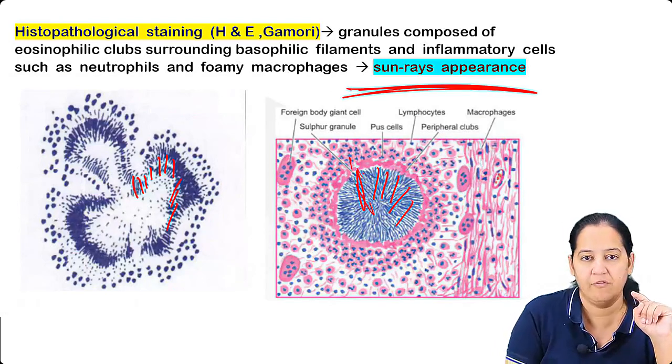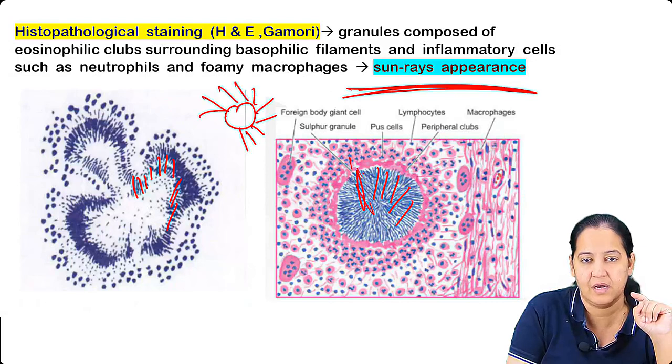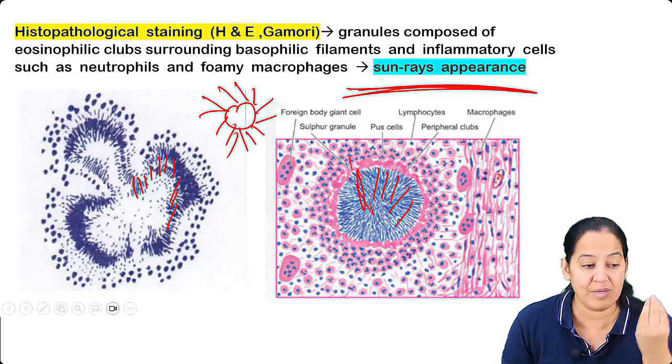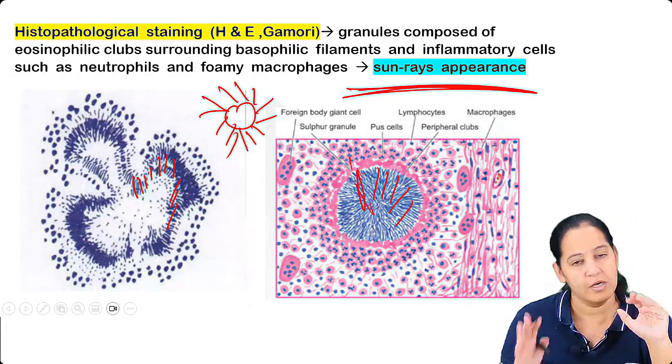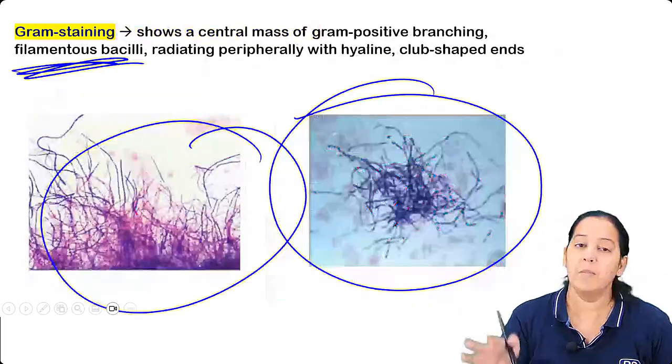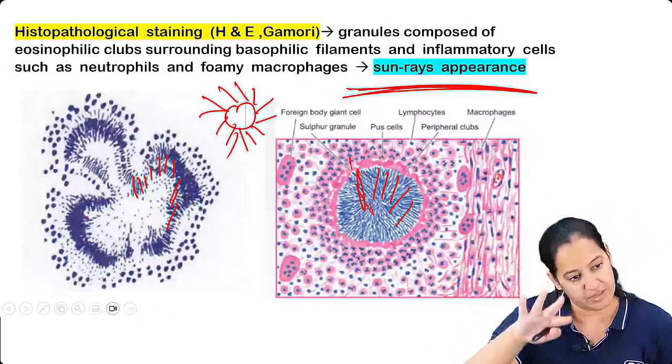Sun ray. Have you made sun? Huh? My kid makes sun nowadays. It's like this, so it's looking like the sun. It is known as sun ray appearance. So both of them have sun ray appearance. Both of them are filamentous. Both of them are sun ray appearance.